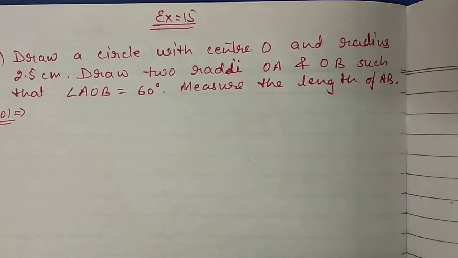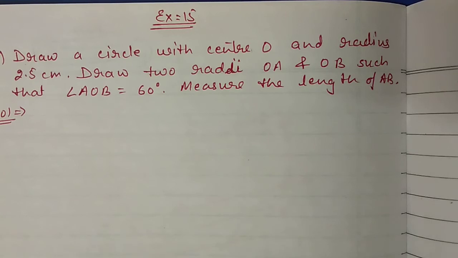Now we will do exercise 15. First question, draw a circle with center O and radius 2.5 cm. Draw two radii OA and OB such that the angle between them, AOB, is equal to 60 degrees.